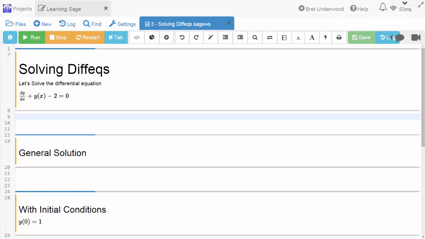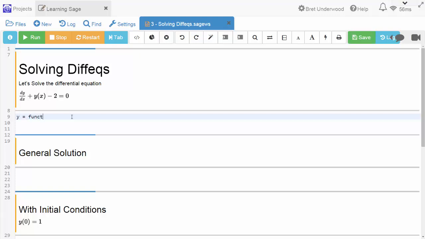Let's look into how to solve differential equations within Sage. So let's say we want to solve the differential equation dy/dx plus y of x minus 2 is equal to 0. Now certainly we could solve this using other techniques, but let's see how you can actually do it within Sage so that when we want to solve harder problems, we can actually solve those within Sage.